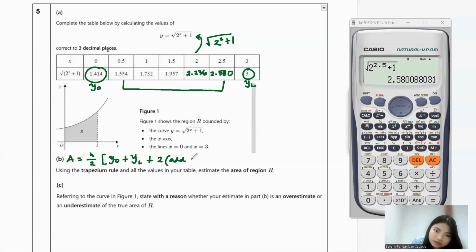Add all the middle. This is not the exact formula that you will see in the formula sheet. The proper way is like y1 plus y2 plus y3 and so on and so forth, but I'm just showing you the concept behind this. Add everything in the middle and then multiply by 2. And then, yeah, I need to see the substitution of that. You cannot just put it in the calculator right away.